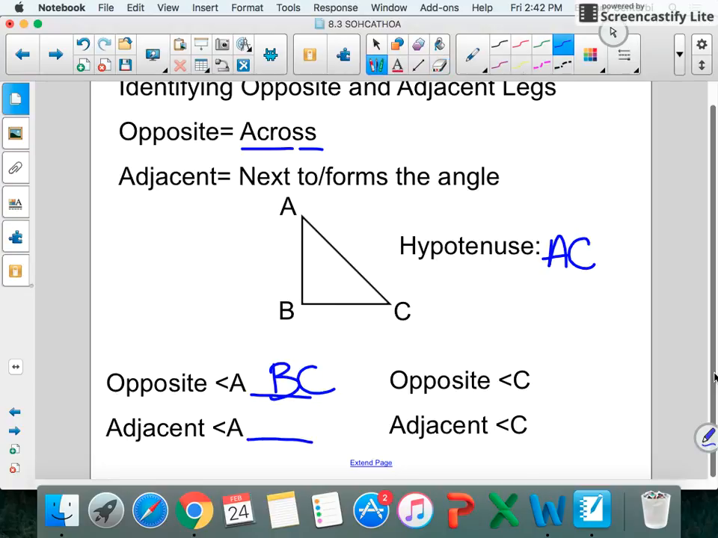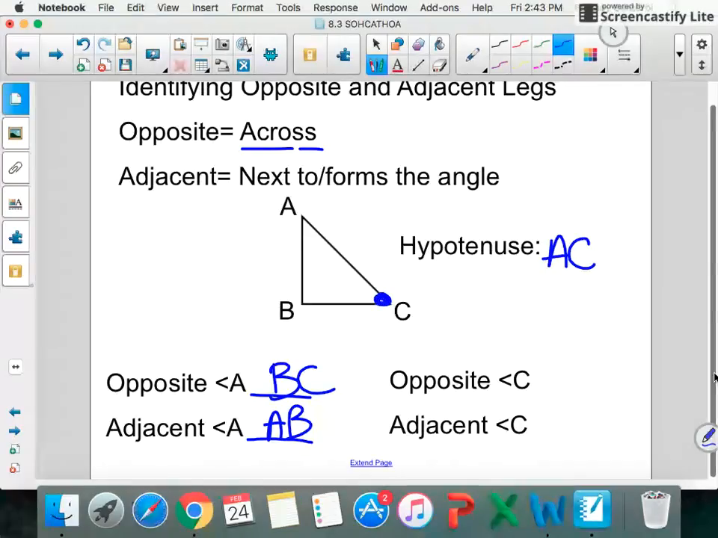Then if I do adjacent, again it says angle A, so that tells me what angle I'm starting at. Well, I know it can't be the hypotenuse, but what else forms this angle is AB. I sort of look at it as it's next to it. Some of you might see that it forms the angle right here. So that would make it adjacent. So that's side AB.